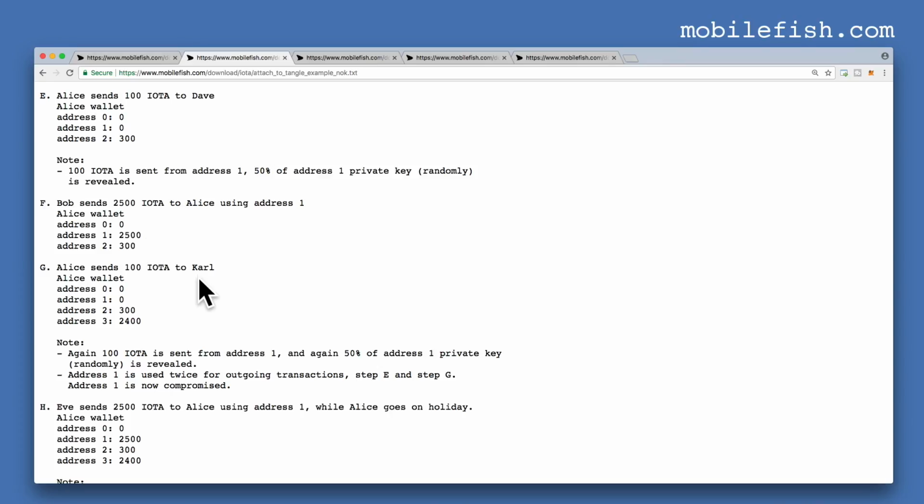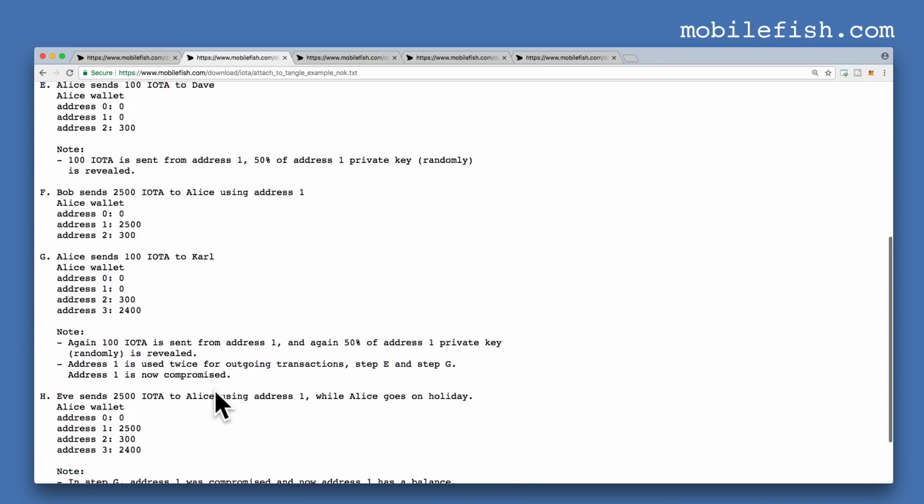Now Alice sends 100 IOTA to Carl. Again, 100 IOTA is sent from address 1, and again 50% of address 1 private key is revealed. And this is important. Address 1 is used twice for outgoing transactions, step E and G. So this is step E, where address 1 is used for outgoing transaction, and this is the second time where address 1 is used for an outgoing transaction. Address 1 is now compromised.